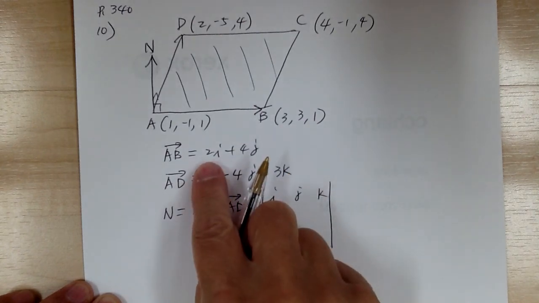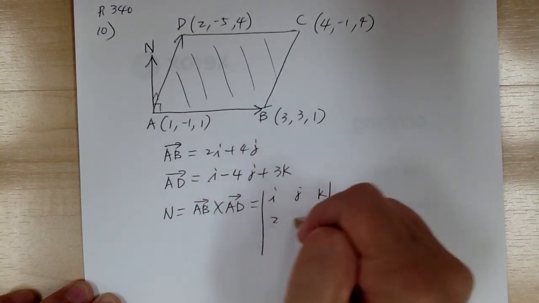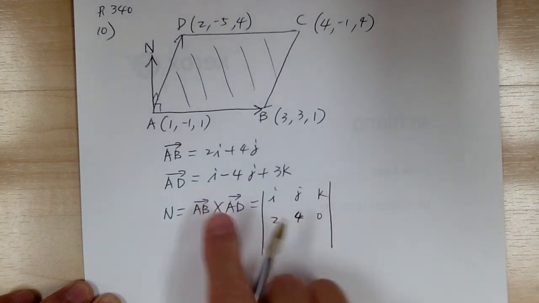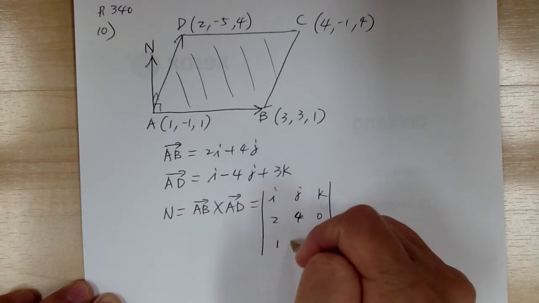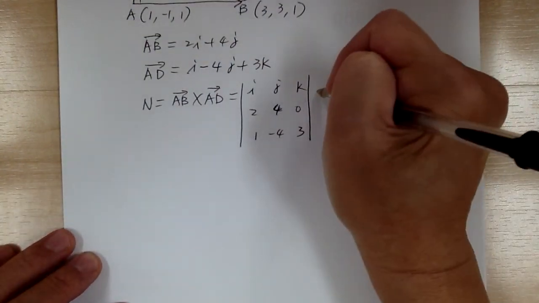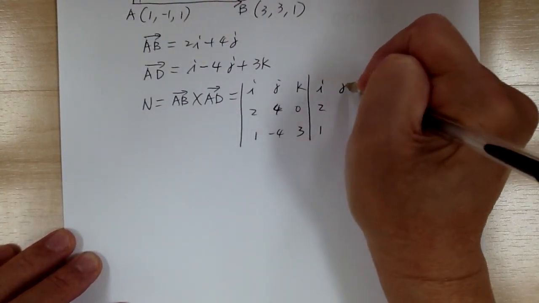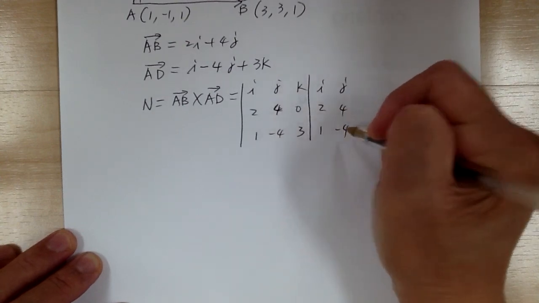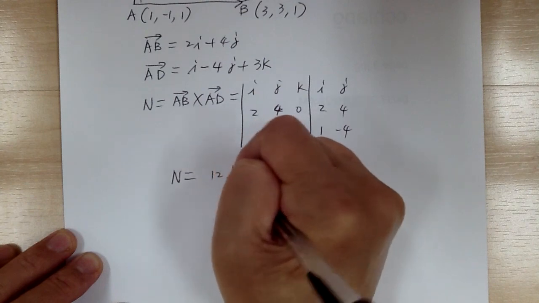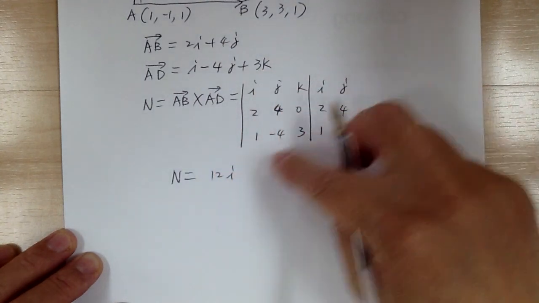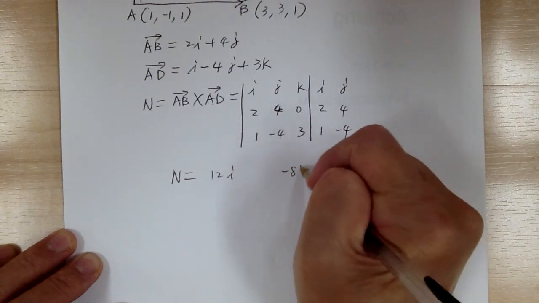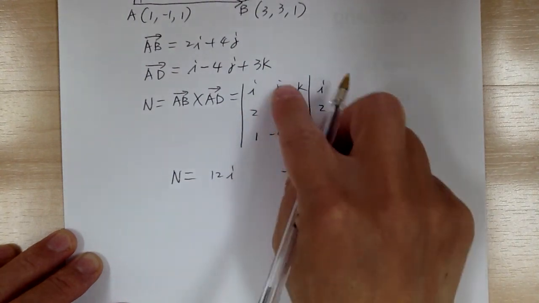So AB is 2, 4, 0. Again, when you don't see the component, it would be 0. And the AD would be 1, negative 4, 3. Okay, so copy the first 2 columns. And then go and work it out. So this will give you 12i. The j has a 0, so you don't have to write anything. This one, you get minus 8k. So I kind of leave the space for the j.